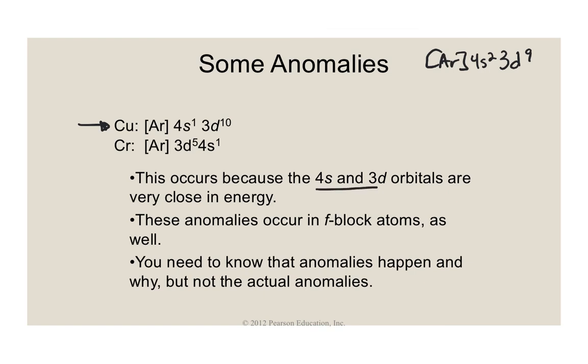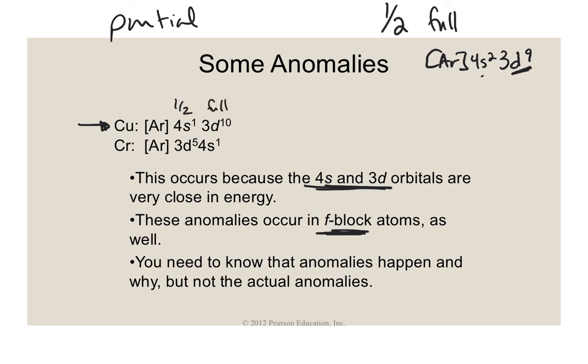And that occurs because 4s and 3d are really close in energy. The anomalies also happen in F blocks as well. What happens here is it actually turns out that it's lower in energy if an orbital is half filled or full versus any other partial number. So the fact that 9 is here, you actually end up with less energy if you split it so that this is half filled and this is full.